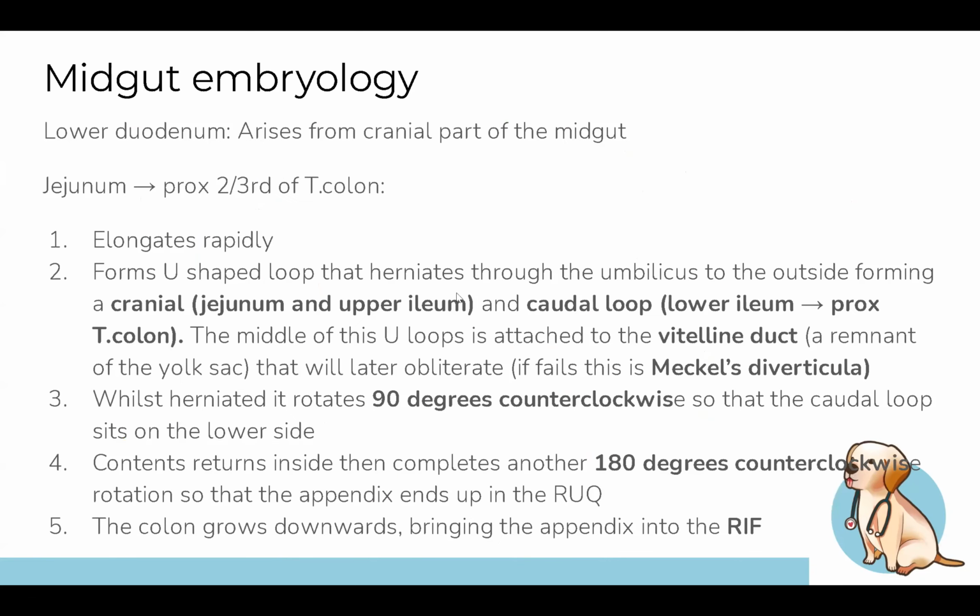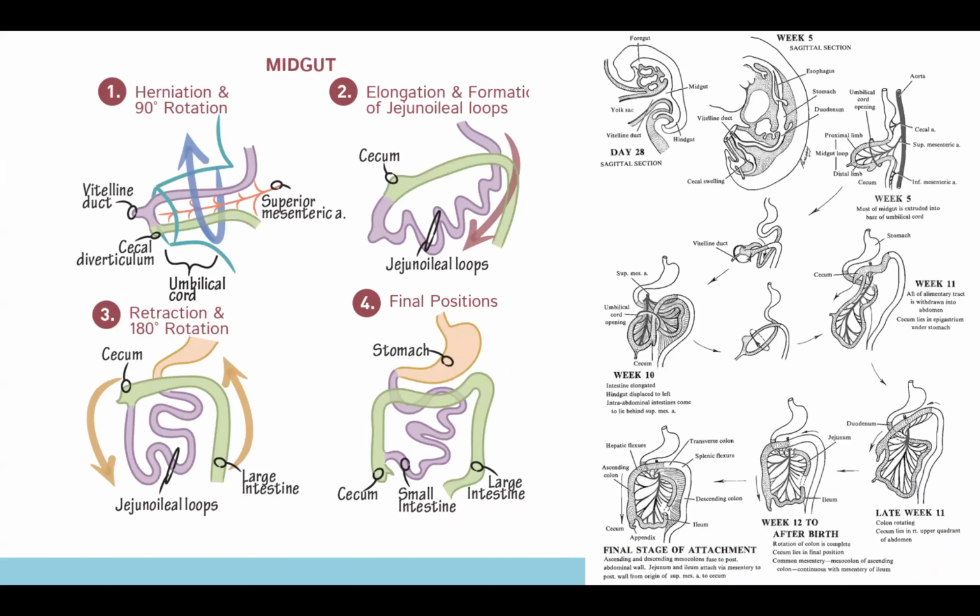Moving on to the midgut. We're mainly going to be talking about the jejunum and the ileum. The lower duodenum arises, again, just from that dilation, and nothing really exciting happens with it. With the midgut, I'm not going to talk through all this writing. You can review that in your own time. I'll be talking through this diagram.